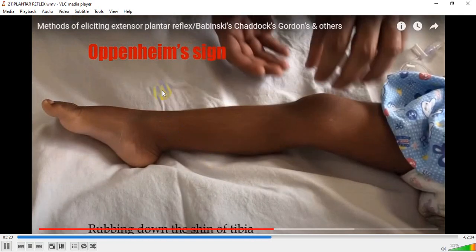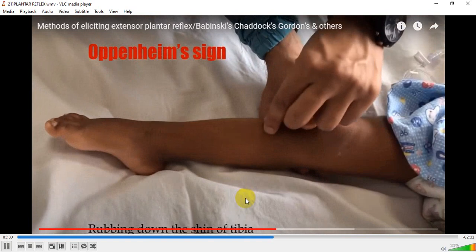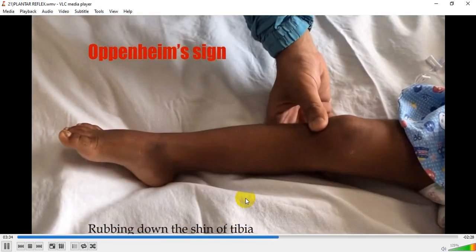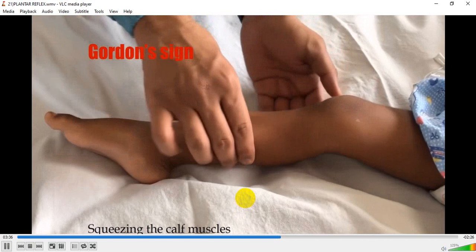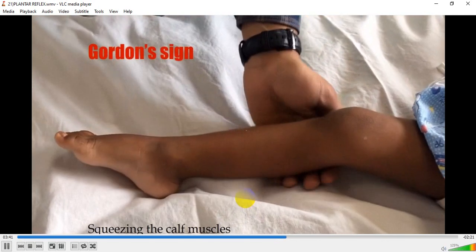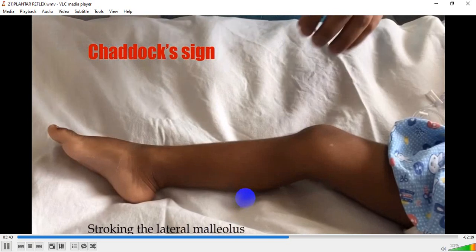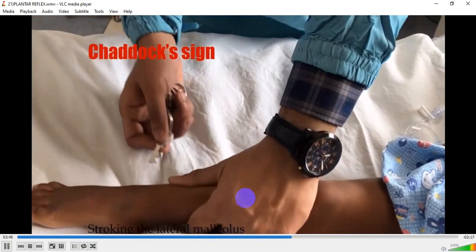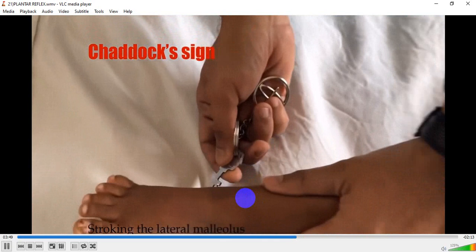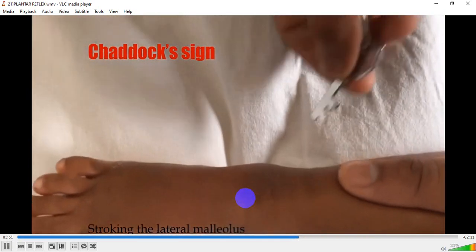This is Oppenheim sign, by rubbing down the shin of the tibia. You can see that there is an extensor response. Gordon sign by squeezing the calf muscle, you see the extensor. That is Gordon. Chaddock sign by stroking the lateral malleolus. You stroke the lateral malleolus, there will be extensor. You can see the extensor. That is Chaddock.